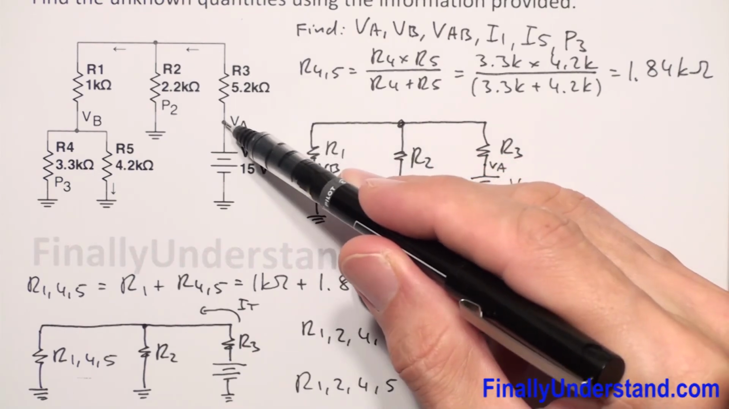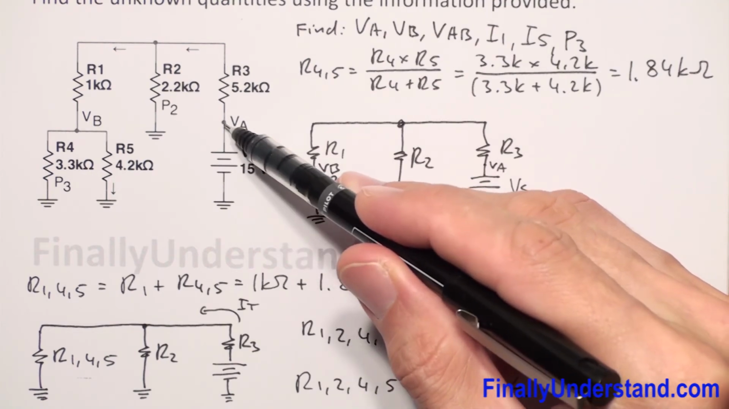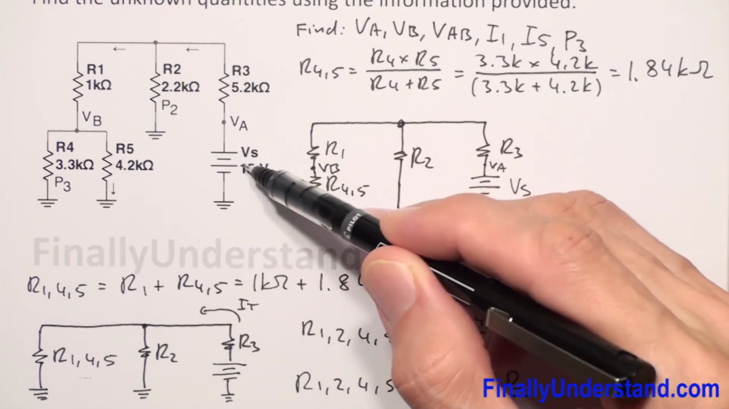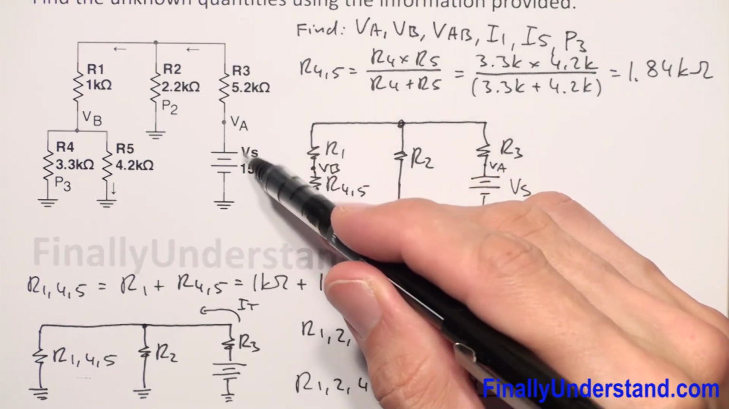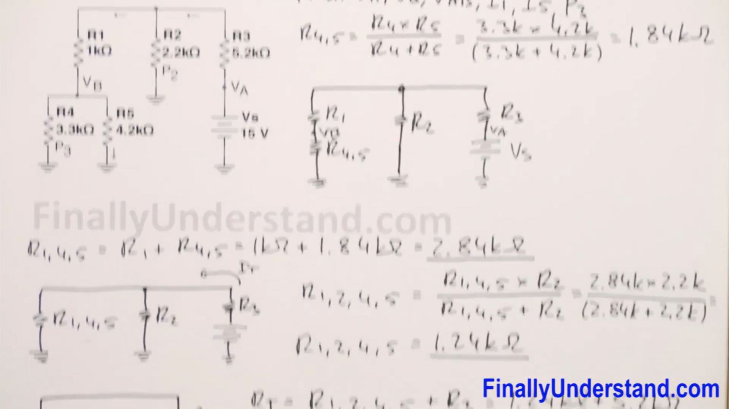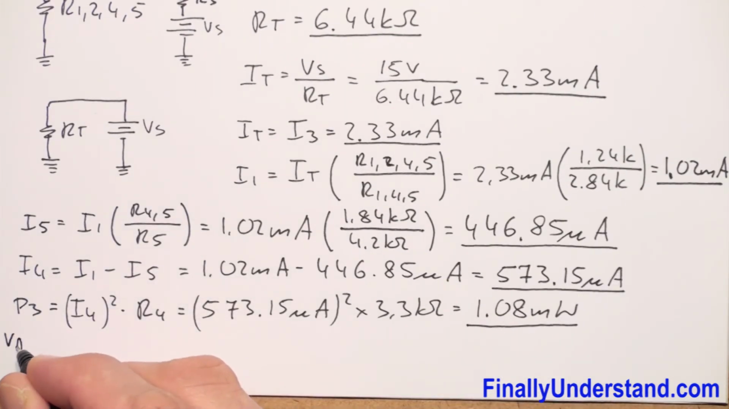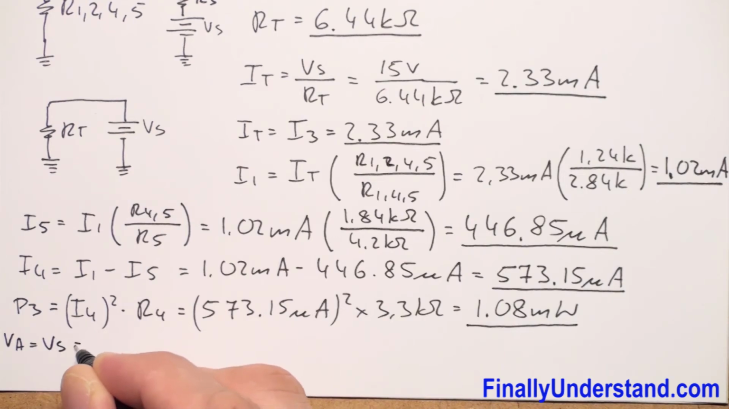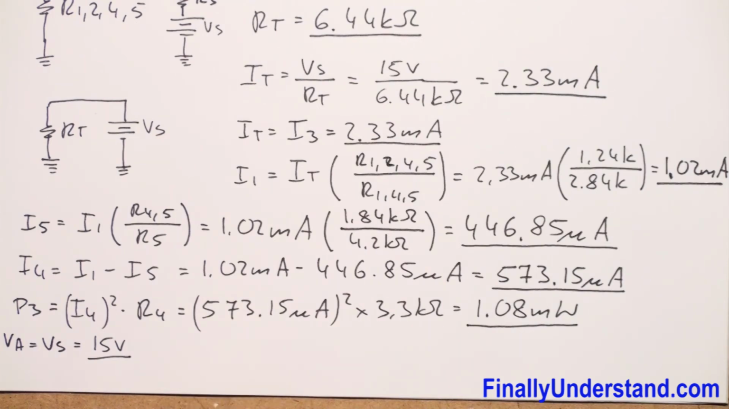Voltage at this point is the voltage between this point and ground. So you can see that this is the voltage across the voltage source. So I can say that VA is equal to the voltage source, and this is equal to 15 volts. This is my VA.